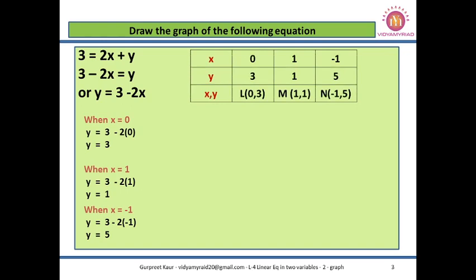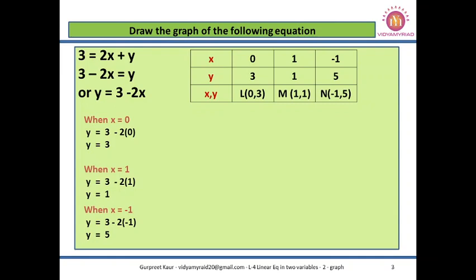So I can write it in tabular form in this way. The first point is 0 and 3, second is 1 and 1, and third is minus 1 and 5. Always remember your first point is x and your second one is y. So if it is 0, 3, then 0 represents your x and 3 represents your y.